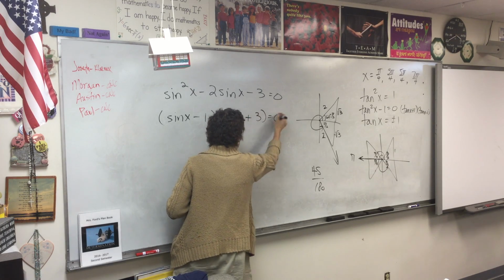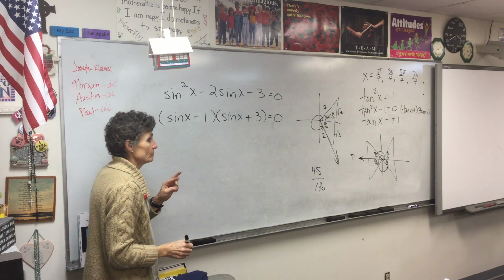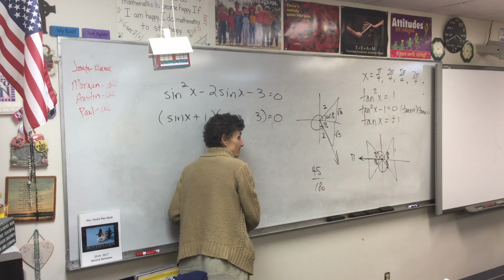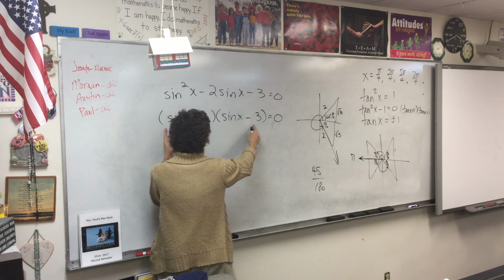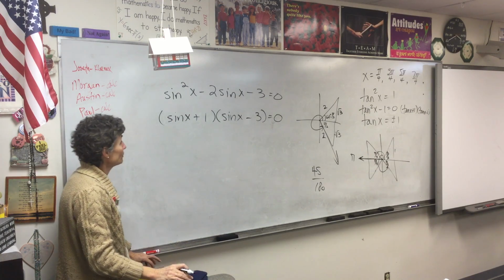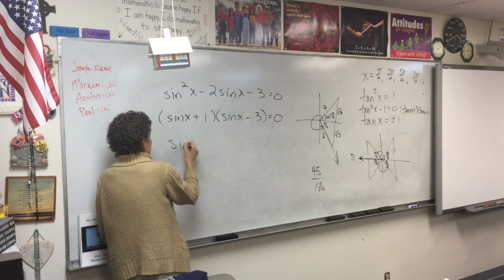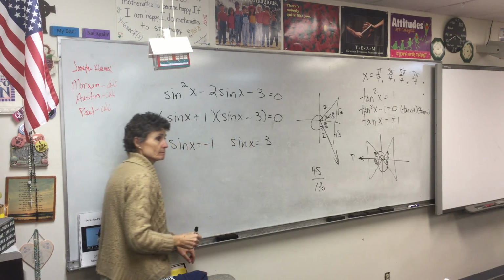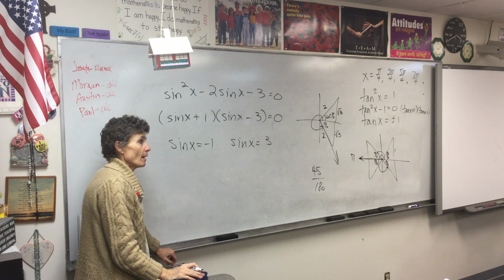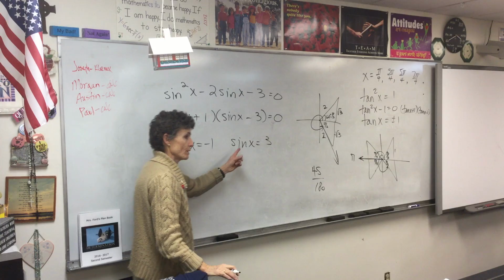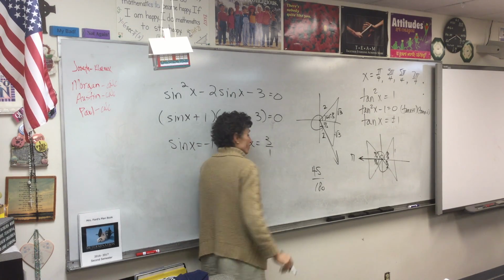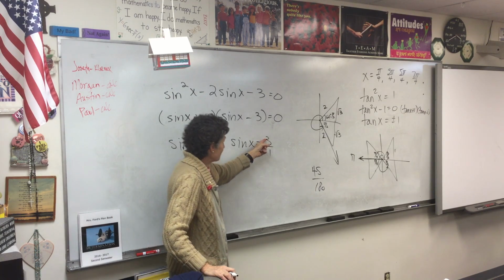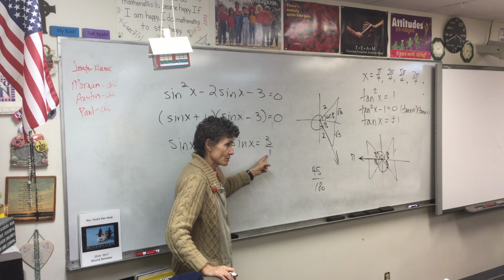Okay, is she right? She's got a little bit of an issue. It's got her signs wrong. Yep. And you would catch that when you foiled it, which you would do to check. You would do outsides and insides and make sure you got your -2. Which means sine equals -1 or sine equals 3. That's 3/1. That would mean opposite over hypotenuse is 3/1.